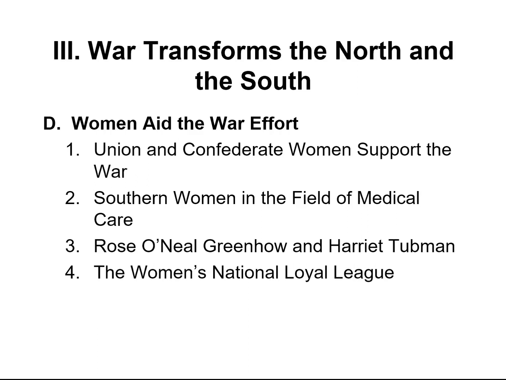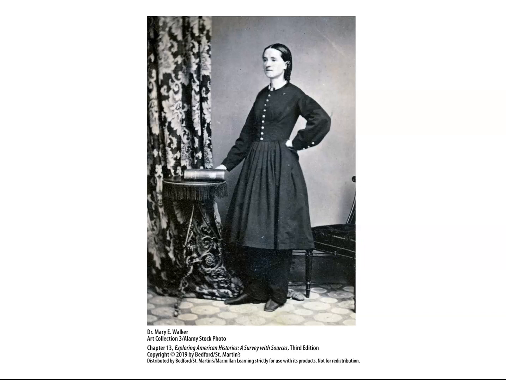Women like Rose O'Neal Greenhow and Harriet Tubman served as spies. Women also served as couriers, and some even disguised themselves as men to fight in the war. Abolitionist women increased their efforts, resulting in the creation of the Women's National Loyal League and a petition to extend Lincoln's Emancipation Proclamation to the rest of the nation.